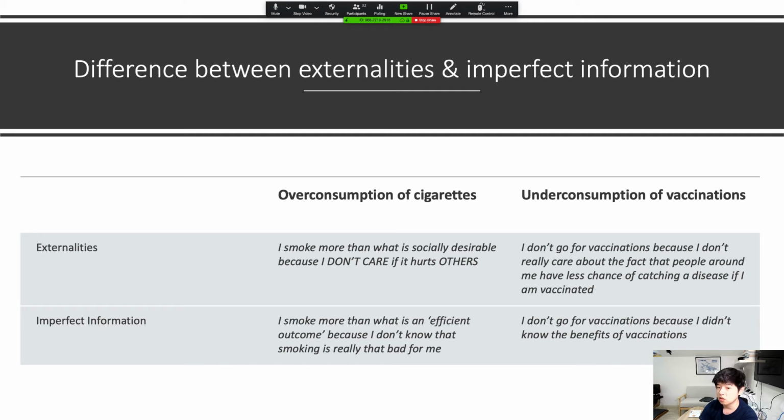So the concept of externalities is that you don't go for vaccination because you don't quite care that people around you will catch a disease. Especially if you're young and healthy, you don't care about people around you. You think, even if I catch it, never mind, three or four days, stay at home. So your valuation of catching flu is very low, $10, you're fine. But the problem is that externalities mean you will affect people around you. Imperfect information is because you don't know the benefits of vaccinations. That's why you don't go for it.